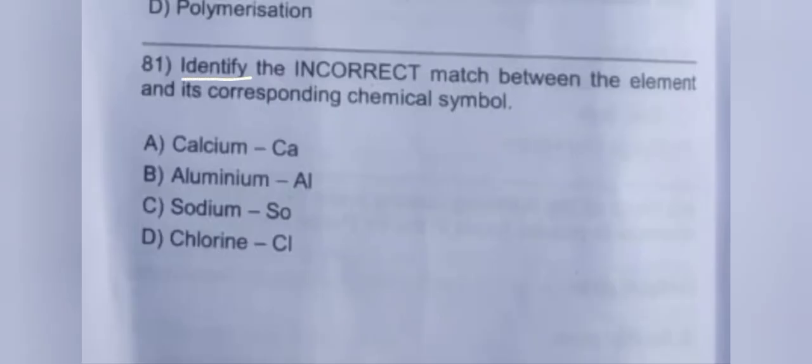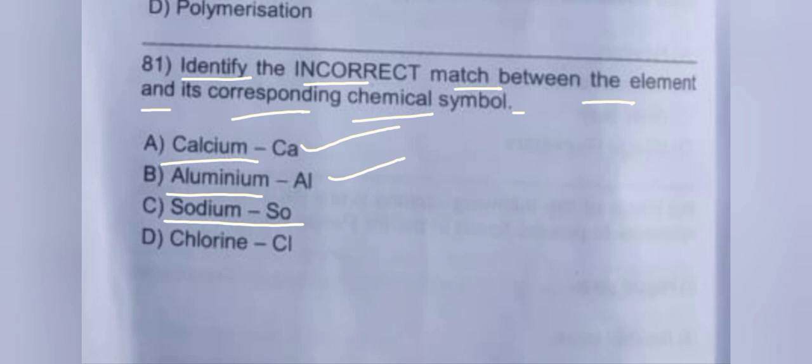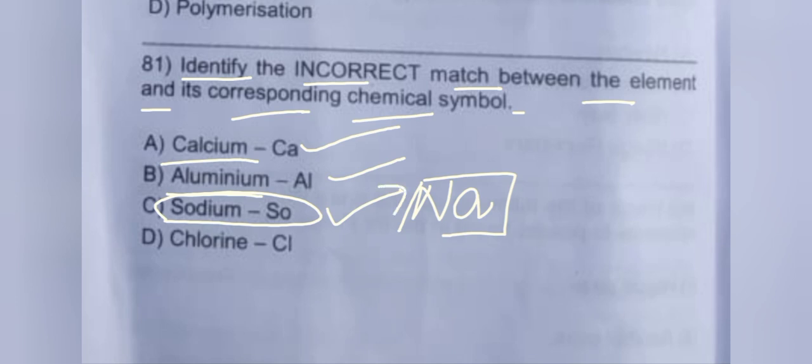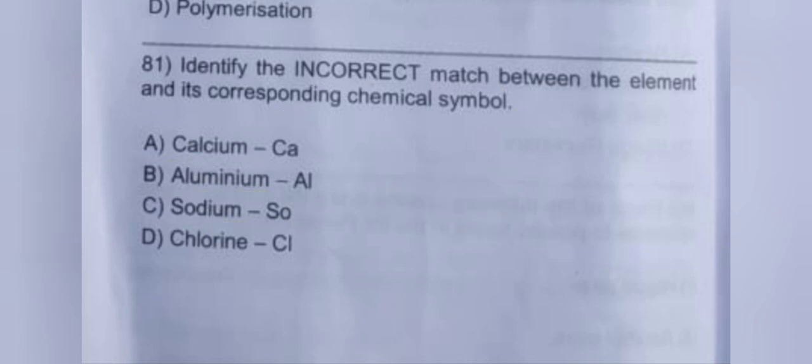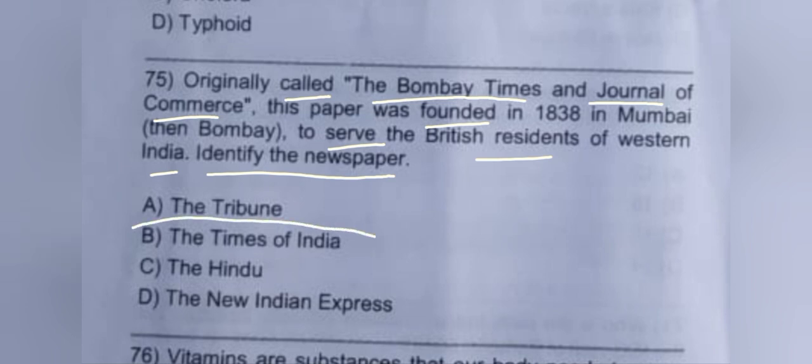Next question is, identify the incorrect match between the element and the corresponding chemical formula. Here calcium, that is Ca, it is correct. Aluminium, Al, it is correct. Sodium has Na as its chemical formula, so the correct option would be C option here. Okay, next question is, originally called the Bombay Times and Journal of Commerce, this paper was founded in 1838 in Mumbai, then Bombay, to serve the British residents of Western India. Identify the newspaper. So the newspaper is the Times of India.